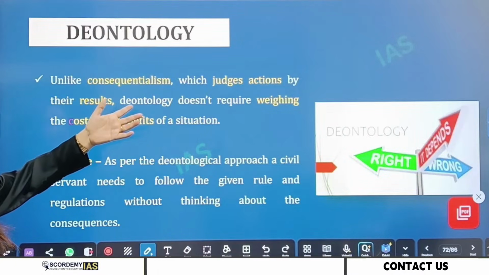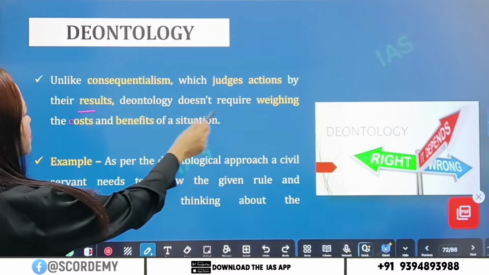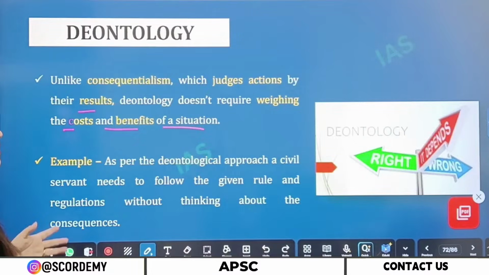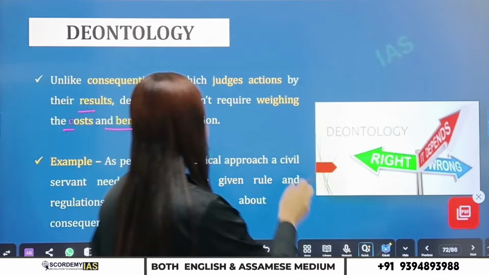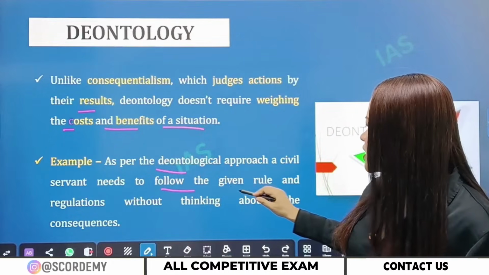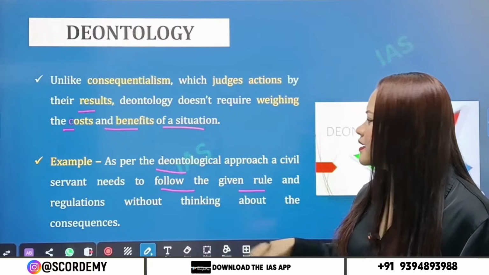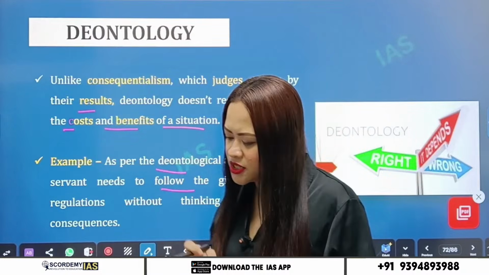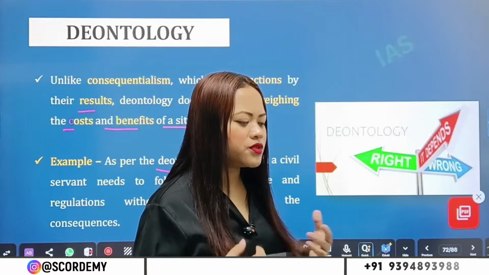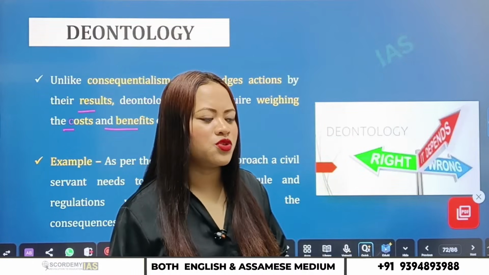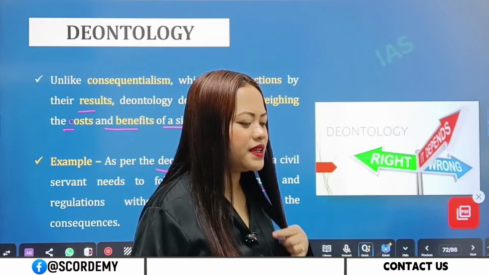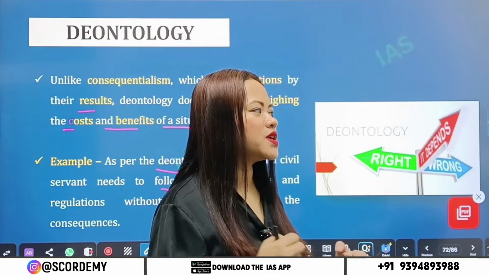Unlike consequentialism, which judges actions by their results, deontology does not require weighing costs and benefits of the situation. For example, as per the deontological approach, a civil servant needs to follow the given rules and regulations without thinking about the consequences. They just have to stick to the rules. Suppose a vulnerable, poor old lady comes to your office. She has lost her documents, her ration card and everything. She needs support, but you are strictly following the rules.